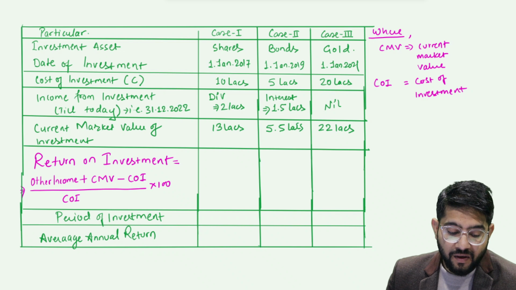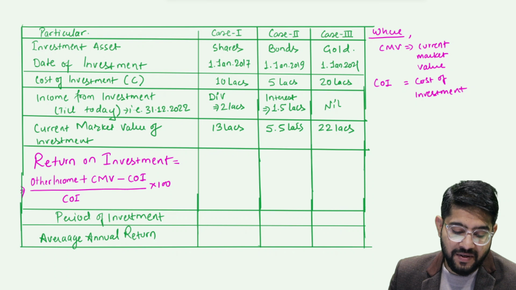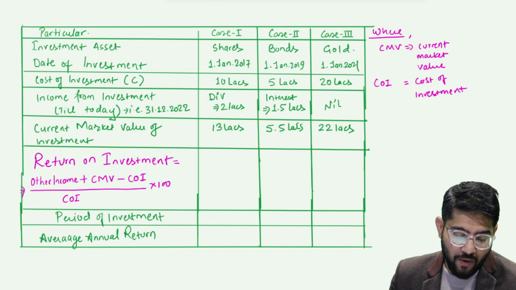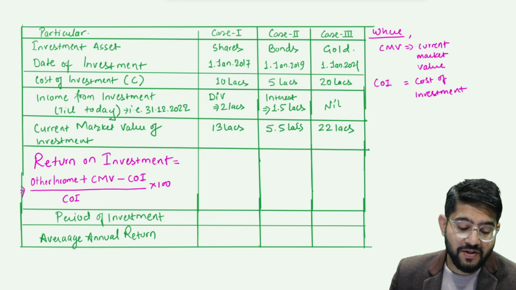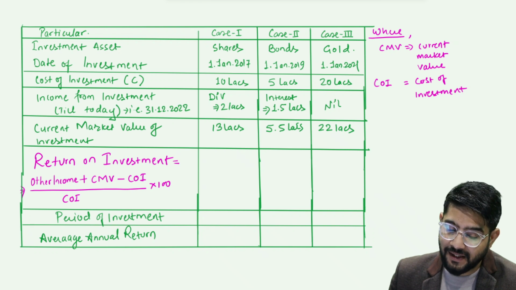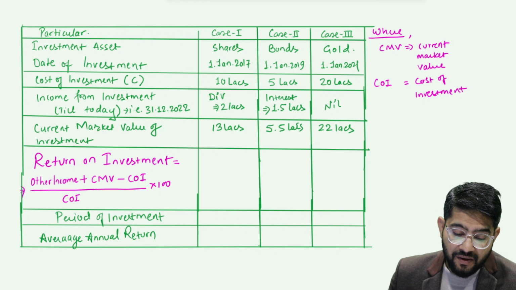So the first thing that we have to see is the date of our investment. The date of our investment is, in case of shares, 1st Jan 2017, in case of bonds, 1st Jan 2019, whereas in case of gold, it is 1st Jan 2021. The cost of investment in each case is different. Shares we have purchased at rupees 10 lakh. I am not disclosing how many shares there were because that is not relevant for calculating ROI. For bonds, it is 5 lakh, and for gold, it is 20 lakh rupees.